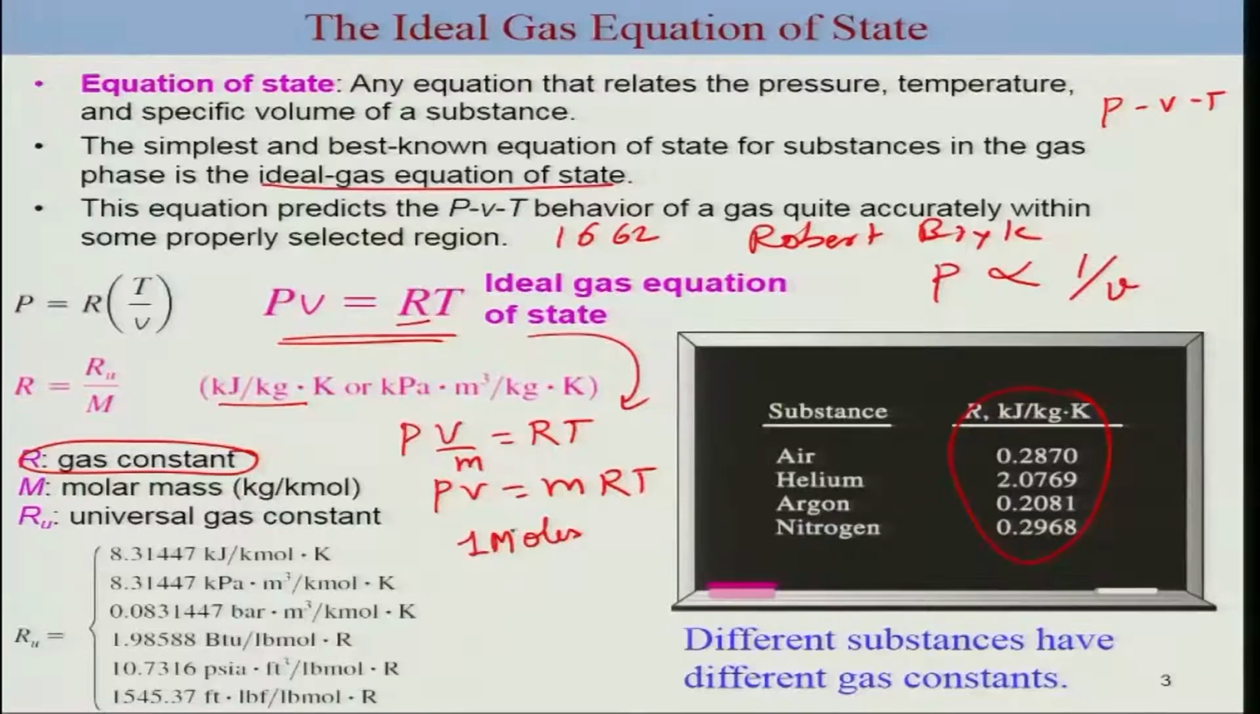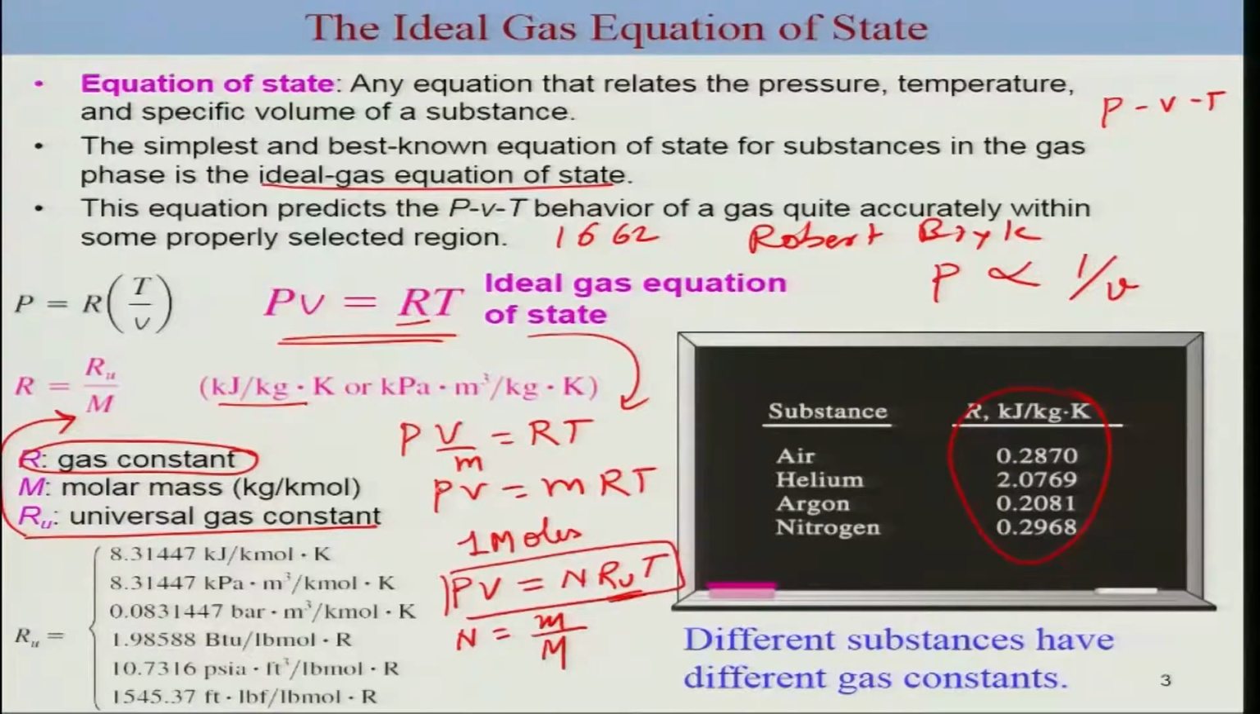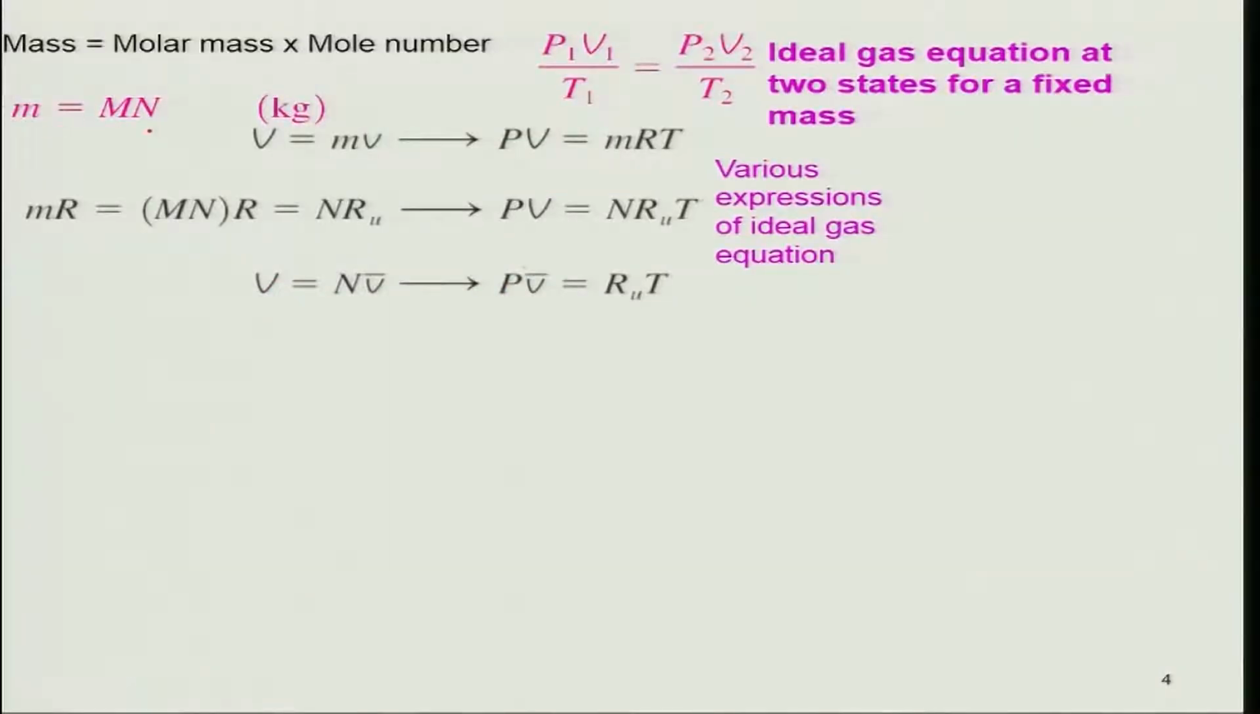So if we convert this into moles, then you are going to get this kind of expression, where N is the mass divided by molecular weight, and therefore the gas constant gets modified and is written as RU. This is the universal gas constant, and it is related to the gas constant in this form. So we can write this expression or that expression depending on whether you have information of mass or moles. As I mentioned already, mass and moles are connected by this, so you can write it in terms of moles or in terms of mass.